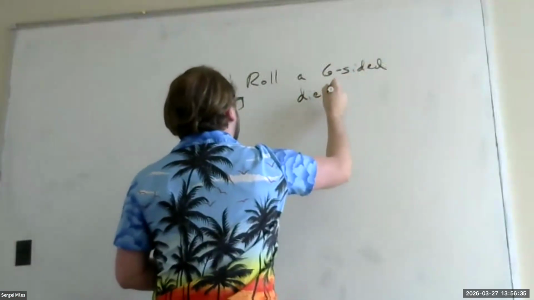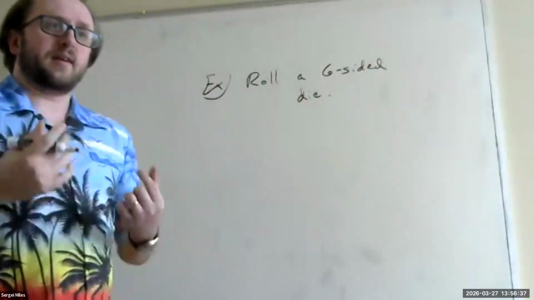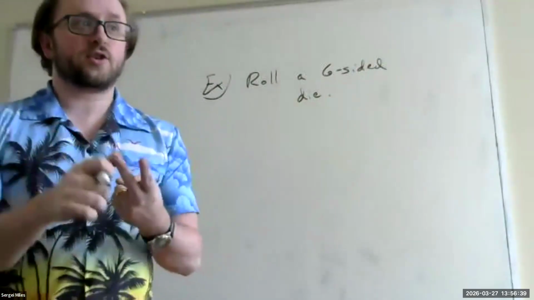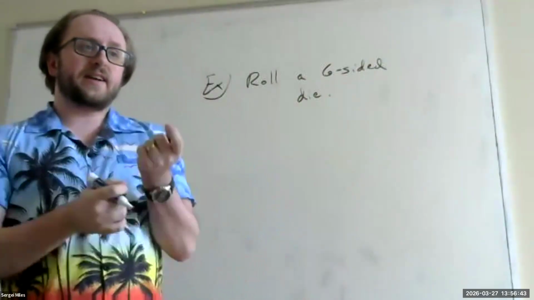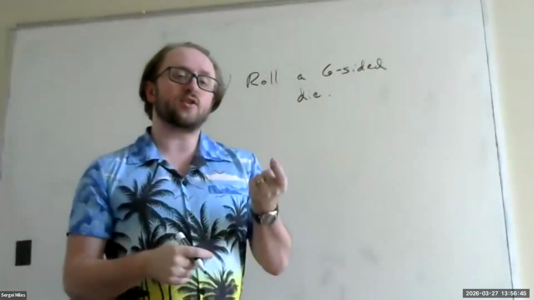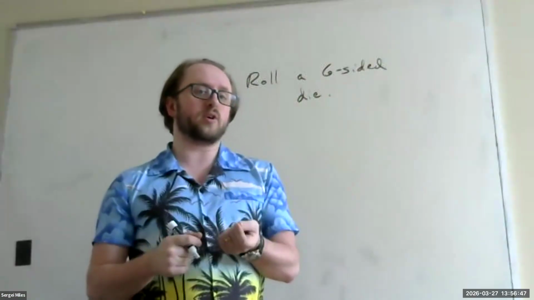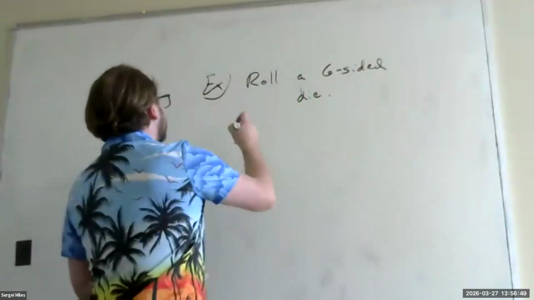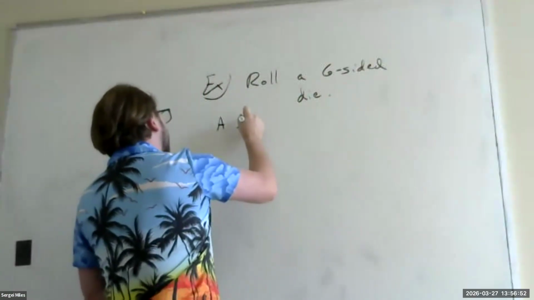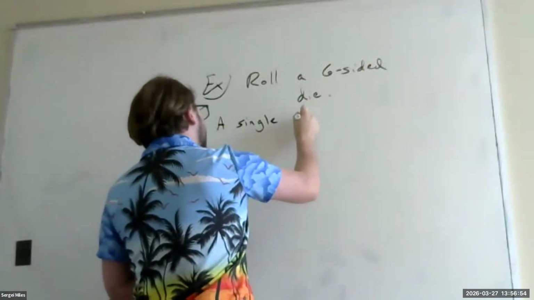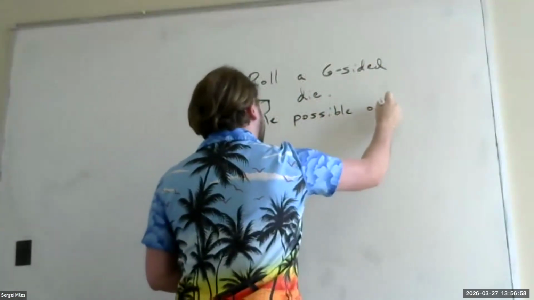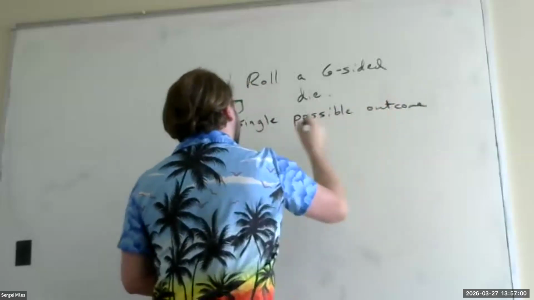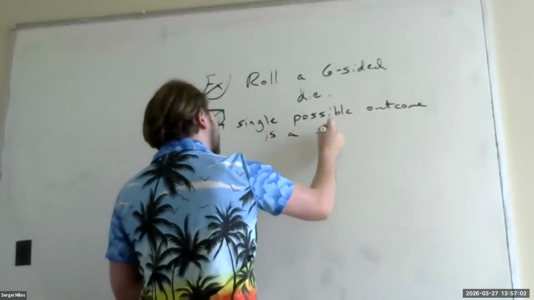Well, what could happen? I could get a 1. I could get a 2. I could get a 3, 4, 5, 6, so on and so forth. Each one of those numbers is a single possible outcome, or in other words, a sample point. So a single possible outcome is a sample point.